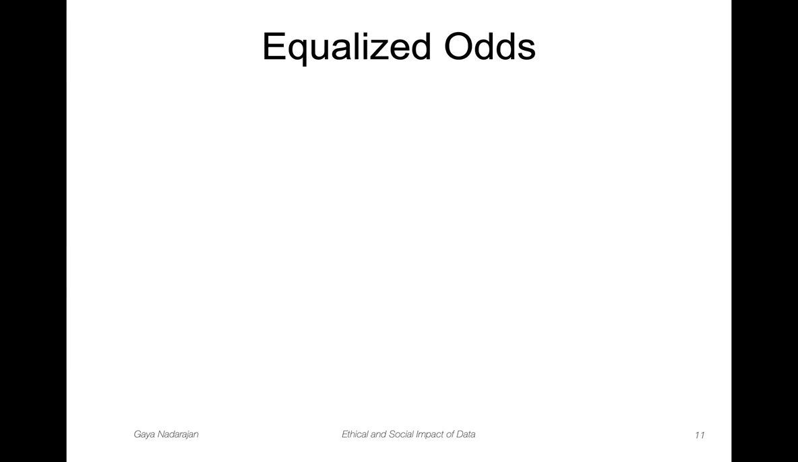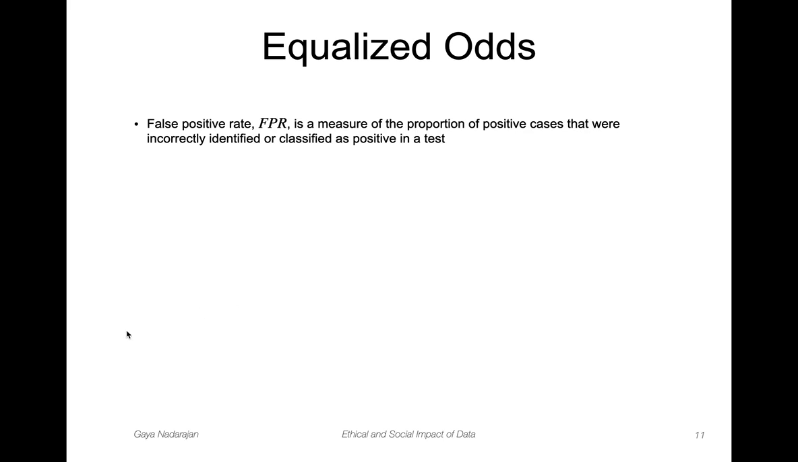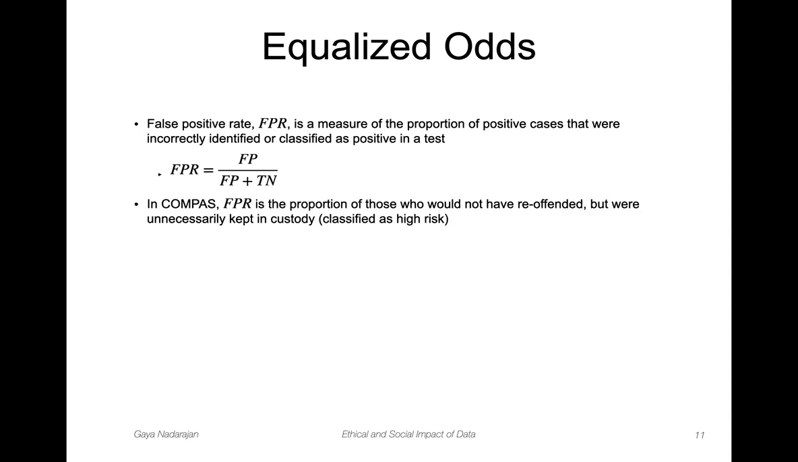But a stricter version of that is something called equalized odds. So now we have a notion called false positive rate. False positive rate is a measure of the proportion of negative cases that were incorrectly classified as positive in a test. The false positives, as we know, are those we have incorrectly classified as positives, but they should really be negative. So false positive rate is the number of false positives divided by false positives plus true negatives. In COMPAS, the false positive rate is the proportion of those who would not have reoffended but were unnecessarily classified as high risk. And that's kind of what it means.